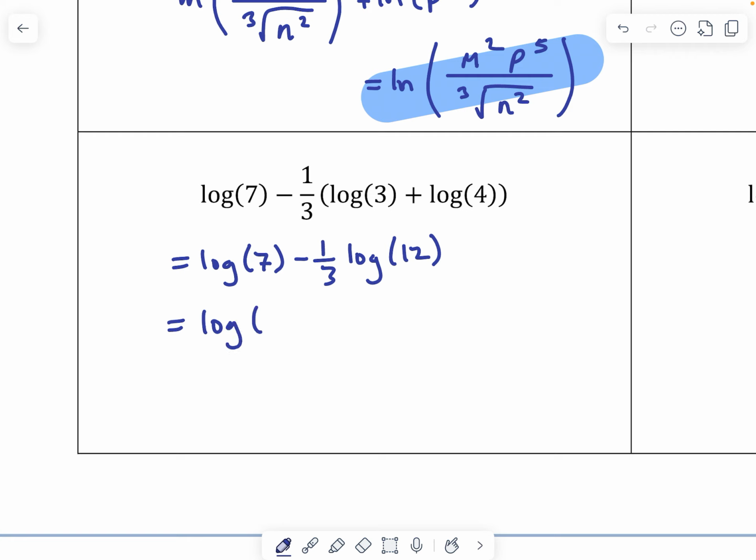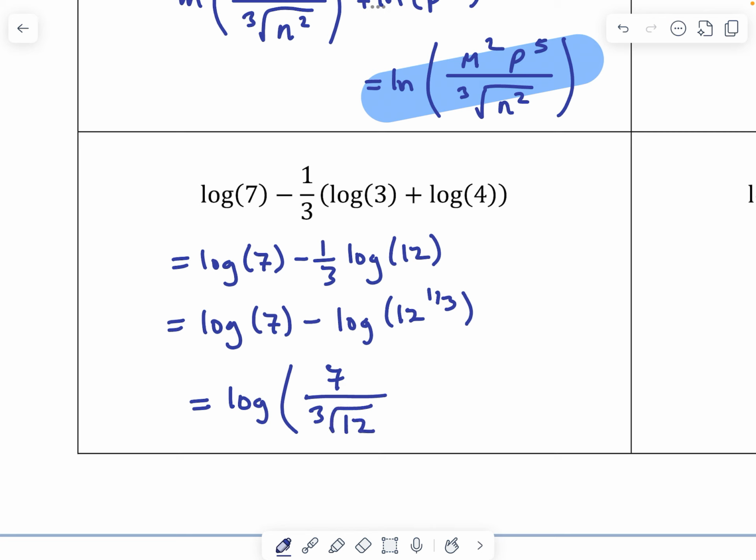So we have log of 7 minus log, not log base 7, log of 7. The base here is 10, right? That's worth saying. The base here is 10 when there isn't a base. It's understood to be 10. Anyways, 12 to the 1/3 power. And then subtraction is going to correspond to division. So log of 7 divided by, and I'm going to write this as the cube root of 12. And unfortunately, none of this can be simplified. We're just going to leave it like this. Try the next one.